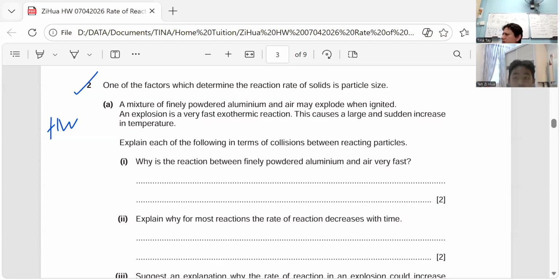What did you write for the first one? I cannot see. So small. The first one. Yeah.